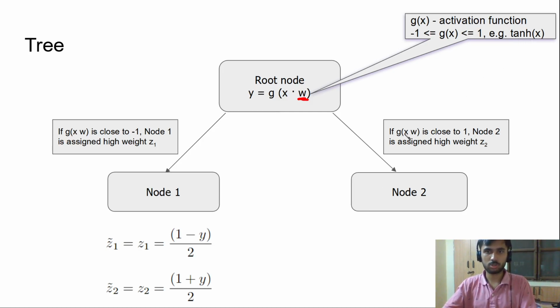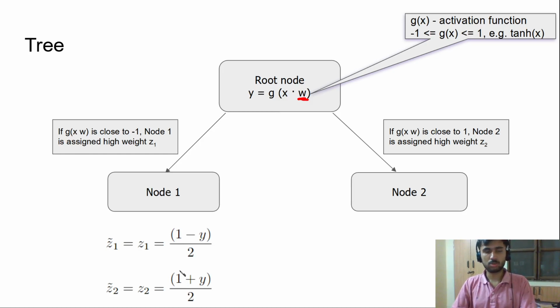If g of xw is close to 1, node 2 is assigned a very high weight g2. If g of xw is close to -1, node 1 is assigned a very high weight g1. The formulas of g1 and g2 are written here. We can see that if y, which is g of xw, is close to -1, then g1 is very high, and otherwise g2 is very high. We know that the sum of g1 and g2 is 1.